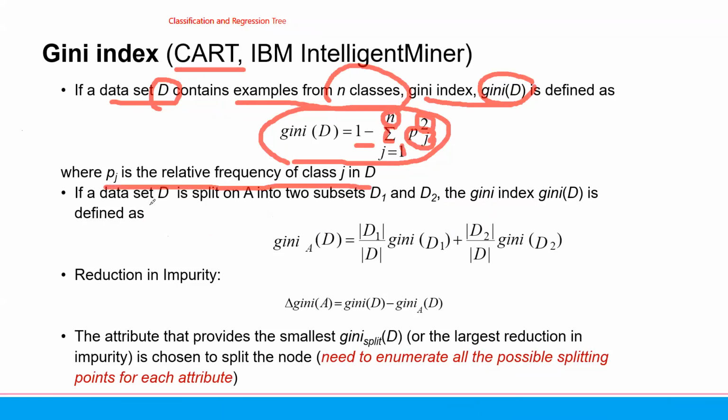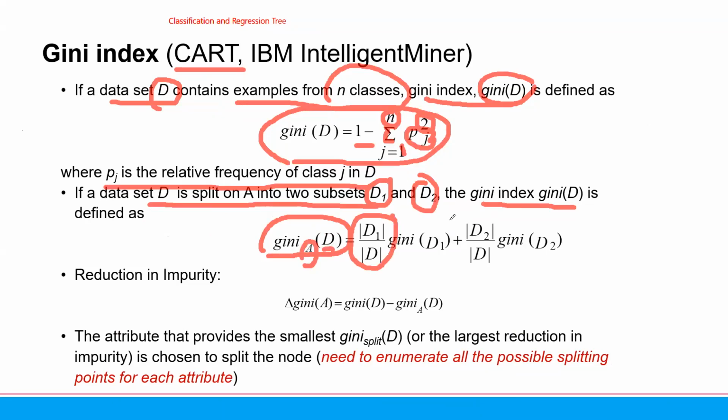And we will take the data D and split it into two subsets, D1 and D2. So the Gini index of D will be defined as this one. So this is the Gini for attribute A for the D data set. D1 is the splitting one and D2 is the splitting two. And at the end, we will compute the reduction in impurity. The attribute that provides the smallest Gini split, or the largest reduction in impurity, will be chosen to split.